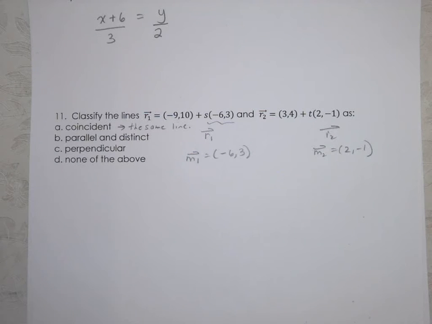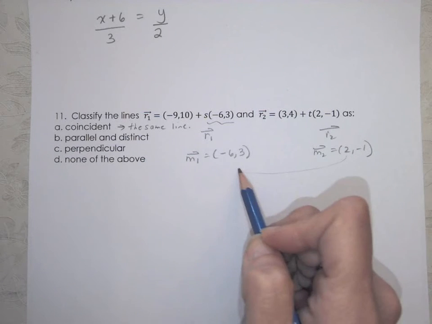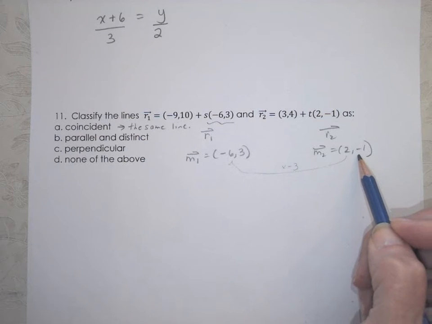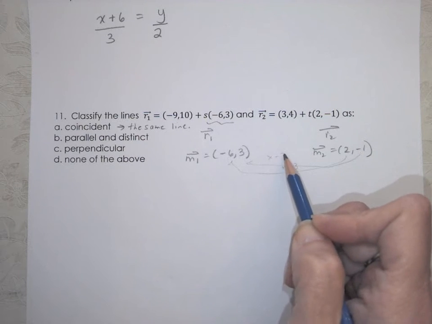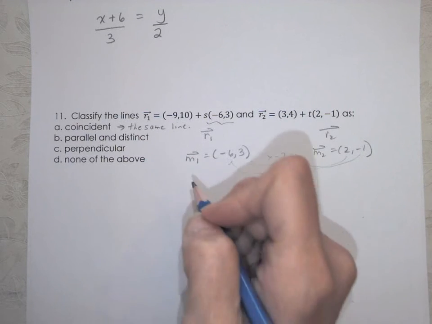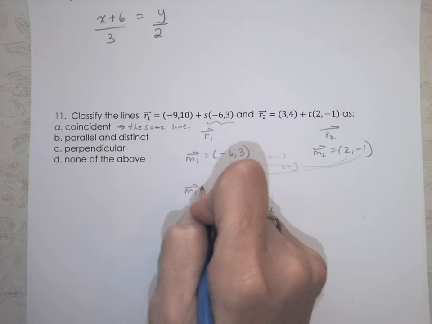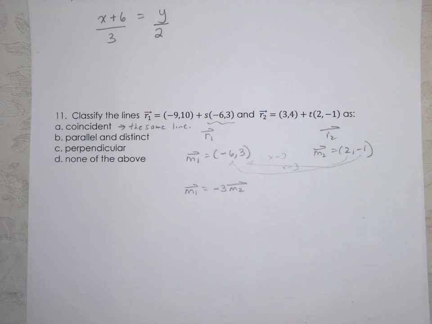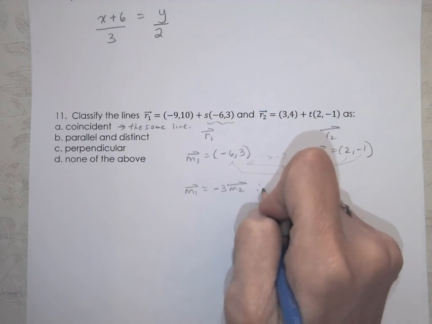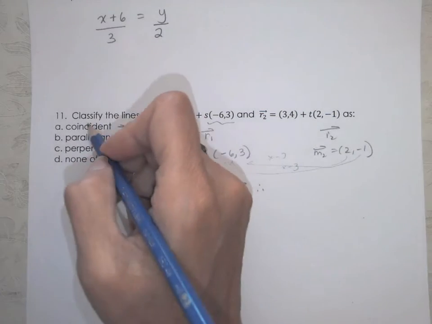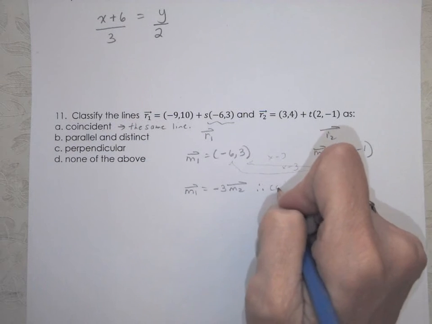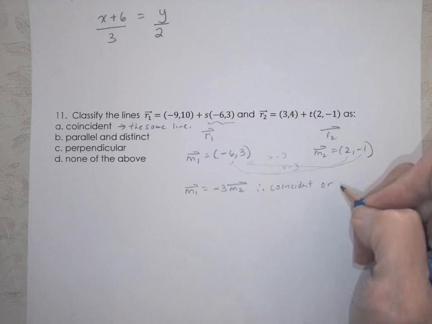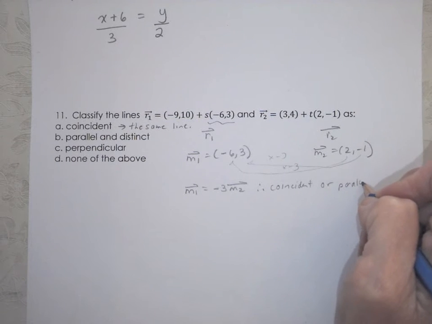So in this case, if I multiply 2 by -3, I get -6. If I multiply -1 by -3, I also get +3. So that tells me that M1 is actually -3 times M2. Okay? So since the directions are scalar multiples of each other, we either have the same line, so we either have coincident lines, or we have parallel and distinct lines.